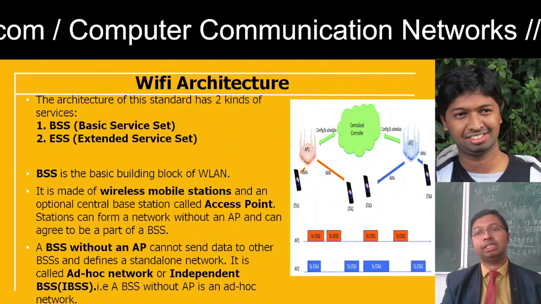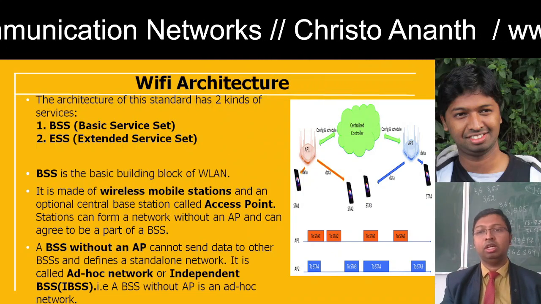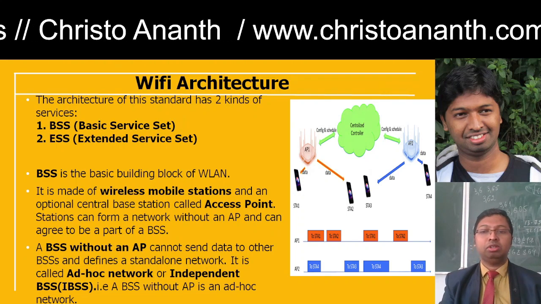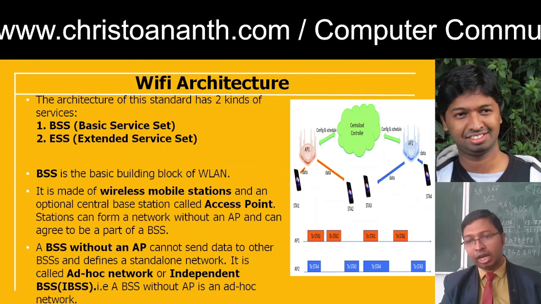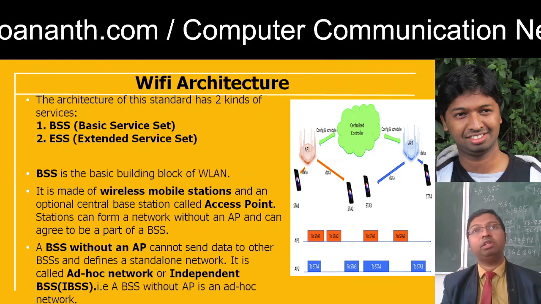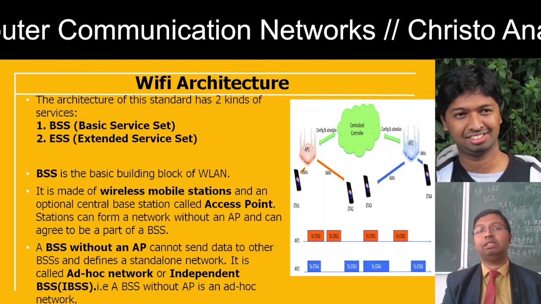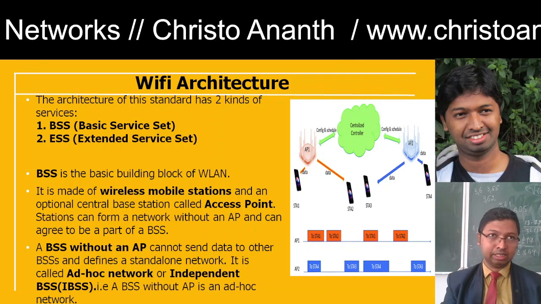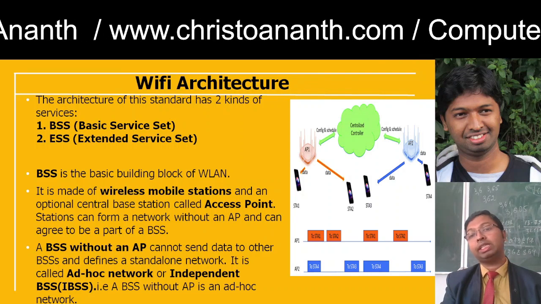So this is the architecture. Here you will have a number of stations and an access point. Through the access point, we will have a centralized controller. So you'll have station one, station two, through access point one, and maybe access point two, you'll have station three and station four. Here the architecture has two services: one is BSS and the other is ESS. BSS is basic service set, and ESS is extended service set.